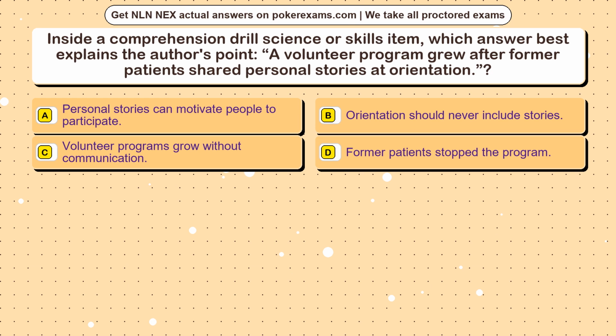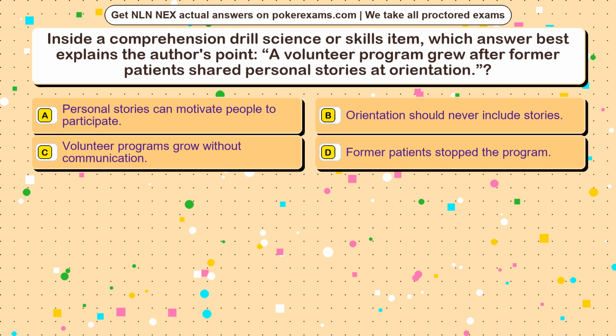Question 24. Inside a comprehension drill science or skills item, which answer best explains the author's point? A volunteer program grew after former patients shared personal stories at orientation. Option A, personal stories can motivate people to participate. Option B, orientation should never include stories. Option C, volunteer programs grow without communication. Option D, all former patients stopped the program.